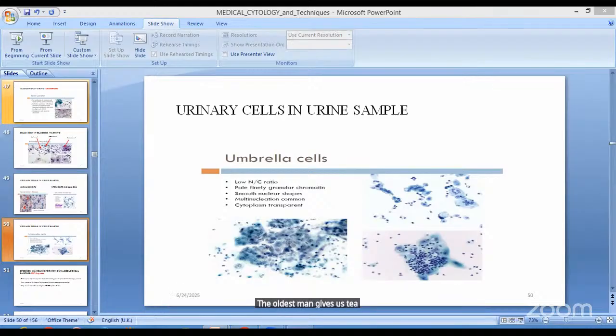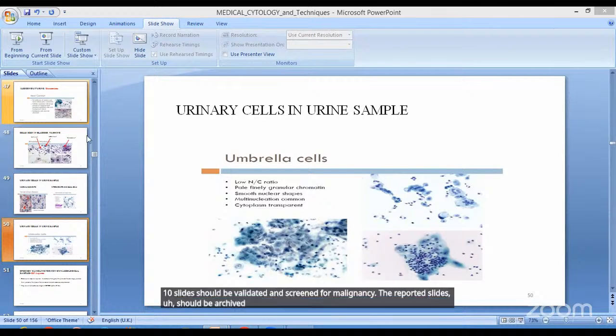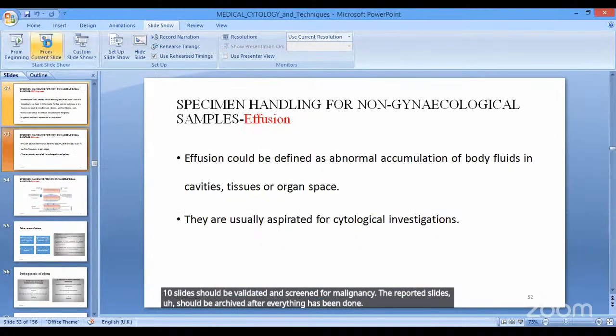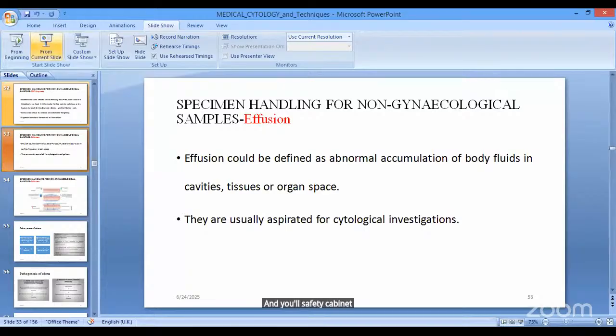I mean the Romanowsky now. Stained slides should be validated and screened for malignancy. Then reported slides should be archived after everything has been done, in your safety cabinet or wherever you archive slides.